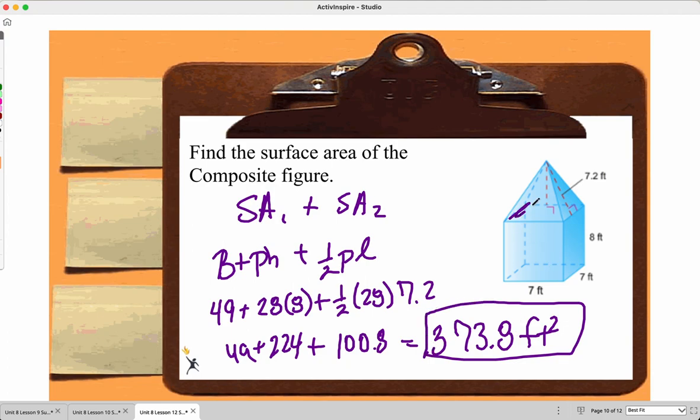Again, the key is remembering that space right there in the middle, that's why I removed the base out of this formula and why I only have 1 base in this formula. Okay? All right, you're all set.